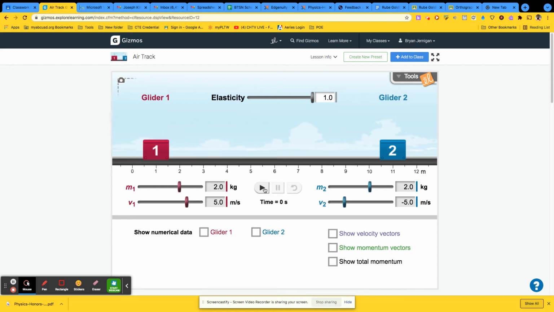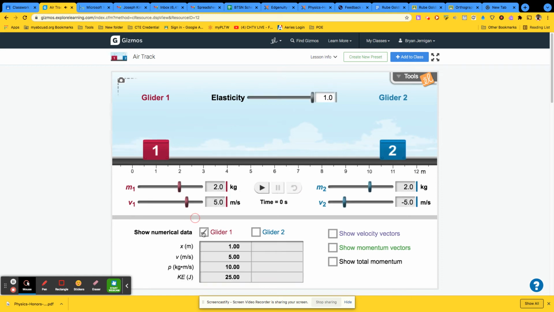So if I collide these two objects together, they will bounce off of each other and go in the opposite direction and continue at the same velocity because their masses are the same. So let's do that one more time.